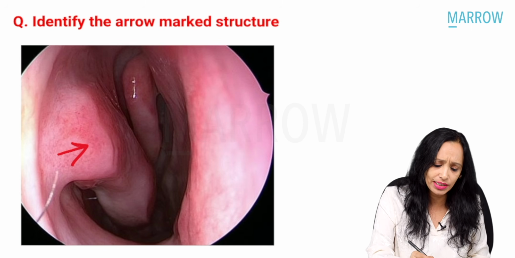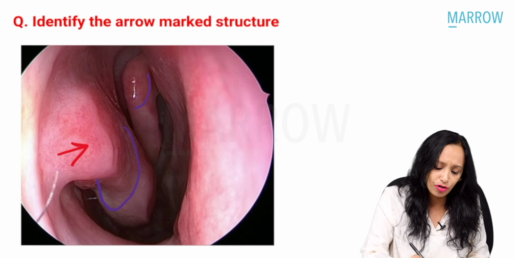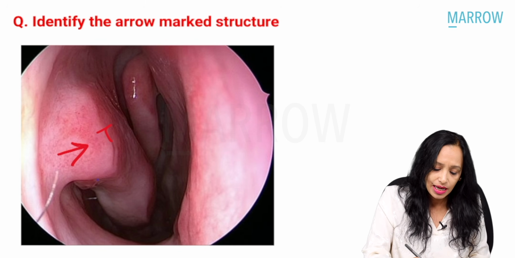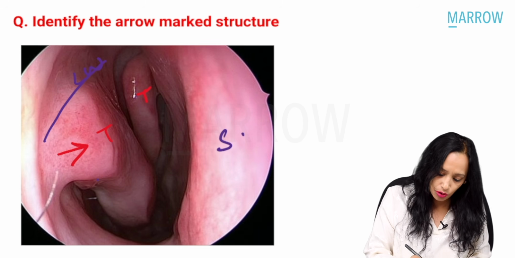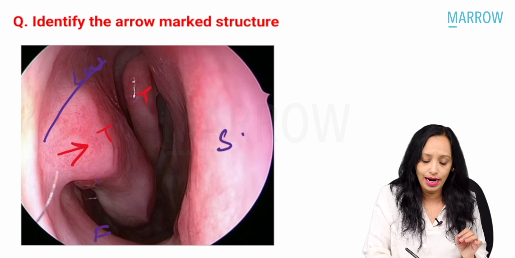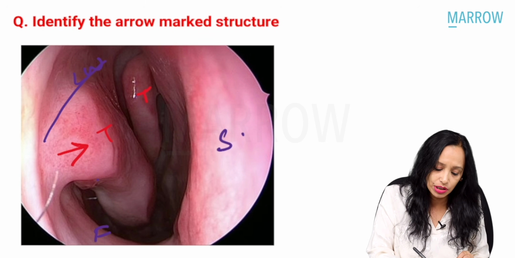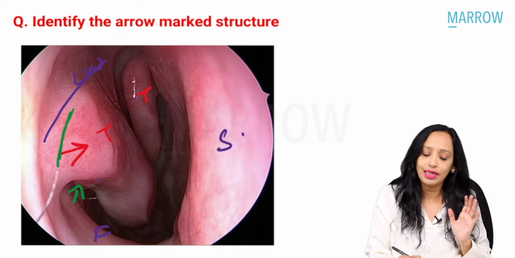So here what we are seeing is some structures appearing as separate from the wall, which means that these structures have to be the turbinates, and if they are the turbinates, then this is the lateral wall and this is the septum. Can we also make out the floor? Yes, this is the floor. We know that the anterior most and inferior most, starting most anteriorly and most inferiorly, is the inferior turbinate.